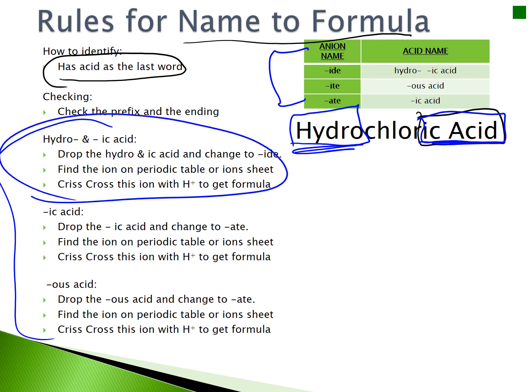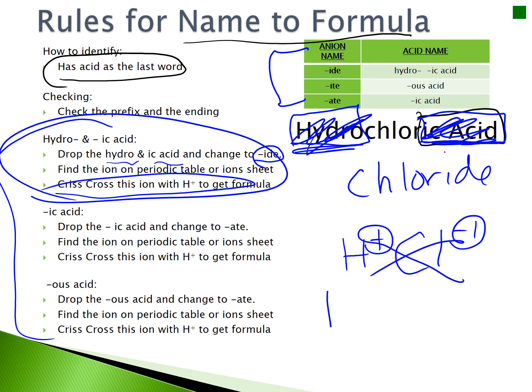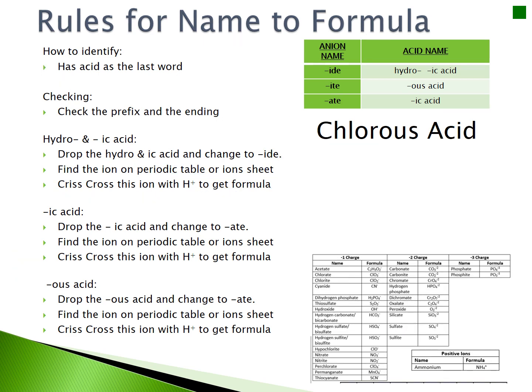So we're going to try to figure out the formula. It says drop the hydro-ic acid and change to ide. So if I drop these off and change my ending, now I'm ending with chloride. Find the ion on the periodic table or ion sheet. Chloride is Cl with a -1 charge. Then it says crisscross this ion with H plus to get its formula. When you crisscross it, you end up with H1Cl1. And there's your acid, HCl, hydrochloric acid.